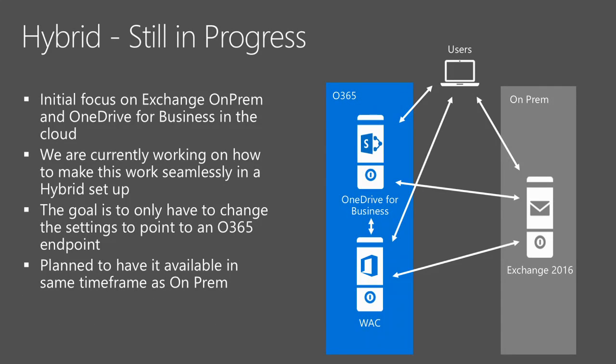So right now we have this planned all in the same time frame as our on-prem story. So GA for this is the same GA as Exchange 16. So we're really pushing this quickly and trying to get this stuff out as fast as possible because we know that there are a lot of people that still have on-prem deployments and have hybrid deployments, and we love to see the move to the cloud.